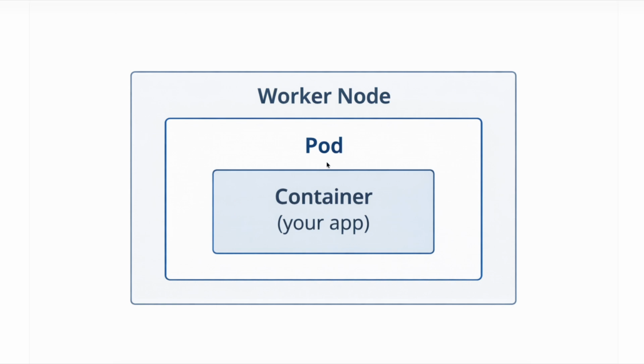Now let's talk about pods. Kubernetes does not run containers directly. Instead, Kubernetes runs pods. A pod is the smallest unit that Kubernetes schedules and manages. If we look at this diagram, we can see the basic structure. A worker node runs a pod, and inside the pod is a container which runs your application. In most cases, a pod runs a single container, which makes it easy to understand.